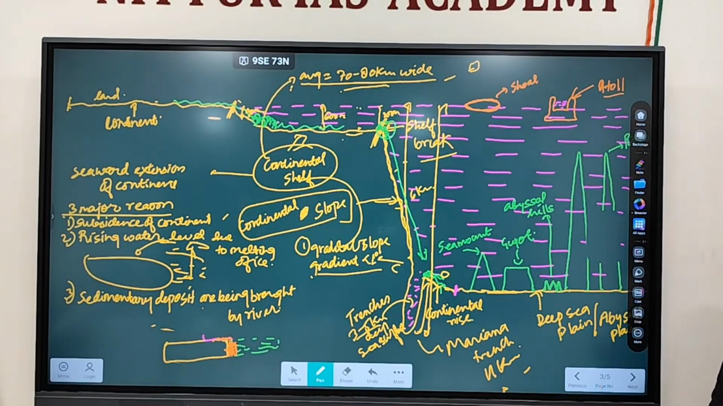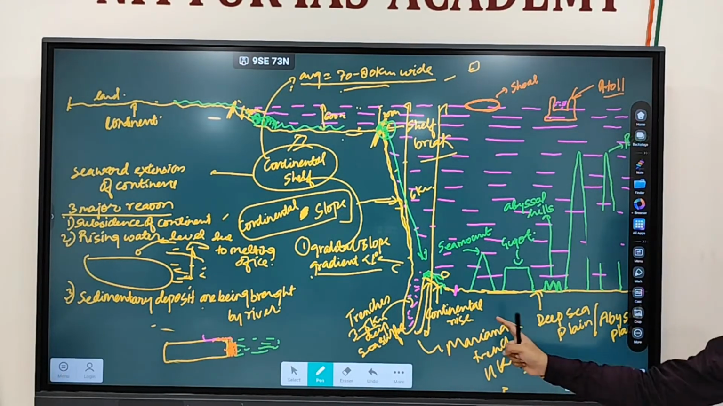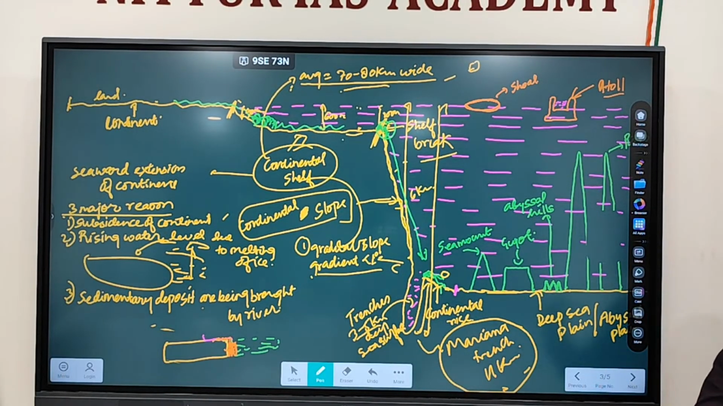So generally you'll find, okay, Pacific Ocean has a depth of around 5 kilometer, and a further 6 kilometer deeper is nothing but trenches. So Mariana Trench is the deepest trench, which is what? Which is 11 kilometer in height.